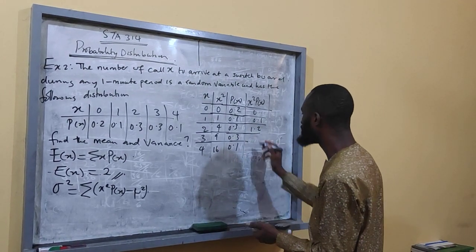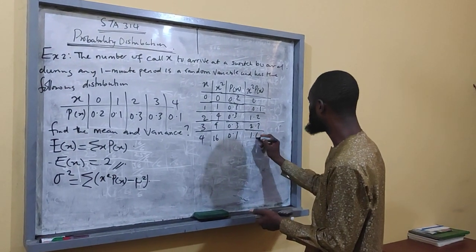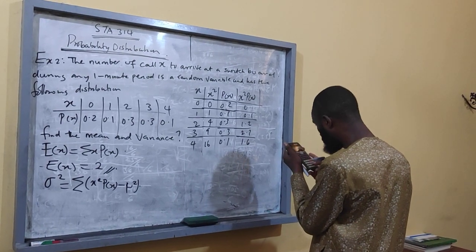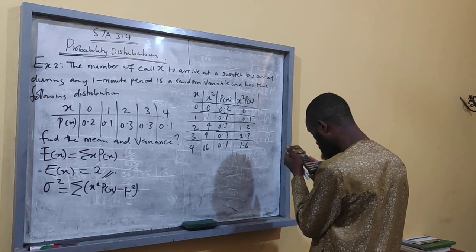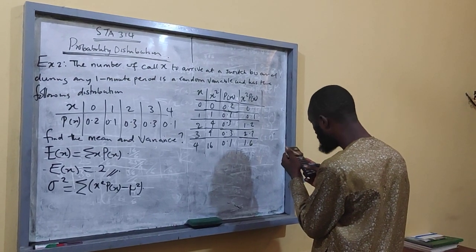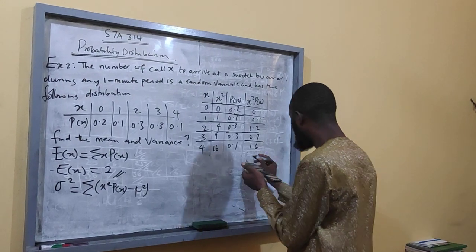9 times 0.3 will give me 2.7. And this will give me 1.6. Now, let me add them together. I have 0.1 plus 1.2 plus 2.7 plus 1.6. At the end of the day, all this gives me what?